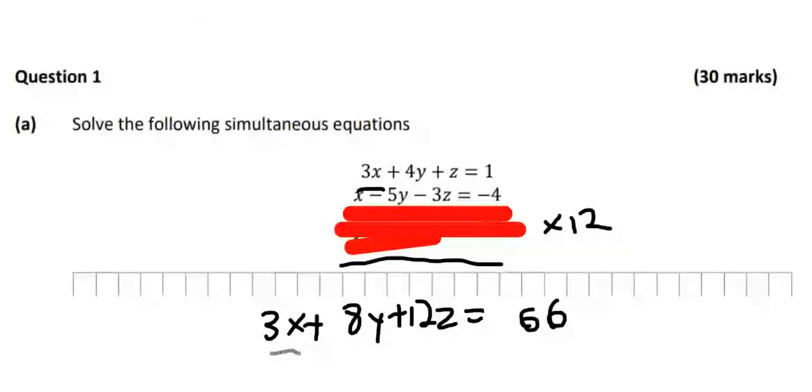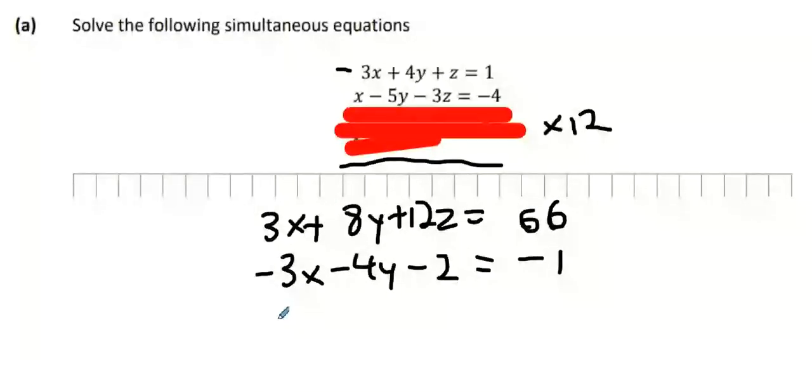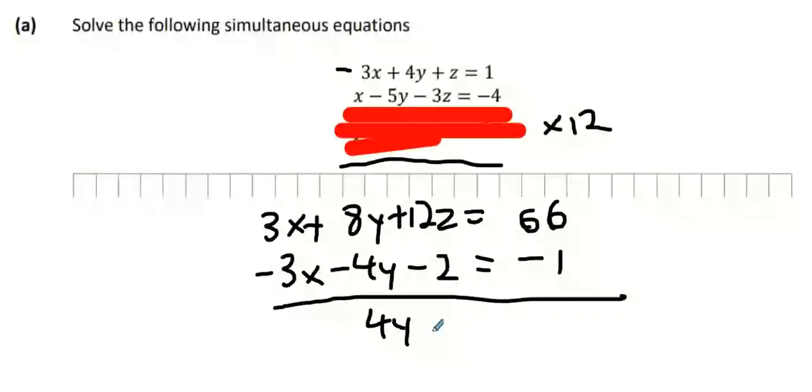And I'm going to get equation A, and I'm going to multiply this by minus. So I'm going to get minus 3x minus 4y minus z is minus 1. Then I'm going to get 4y plus 11z is 65. Is that okay? 4y plus 11z is 65.